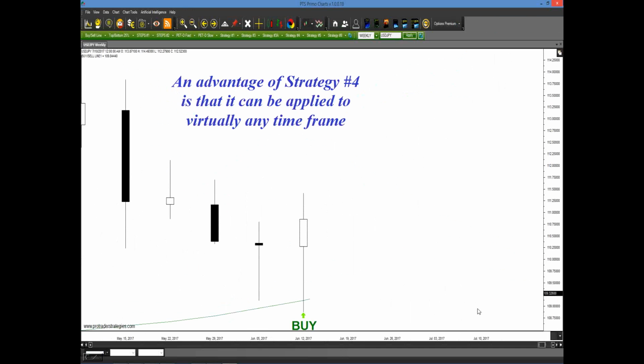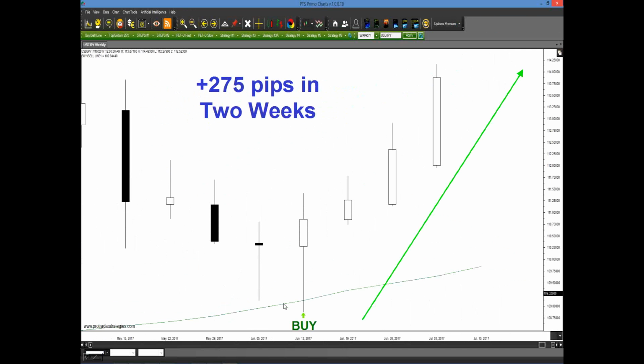Now another advantage is that strategy 4 can be applied to any time frame. Here is a weekly chart of the dollar yen. Okay, as you can see here, we're above the 50-period moving average. According to the pattern which we teach you what to look for, it generated a buy signal and nearly 300 pips in just the next 2 weeks on a weekly time frame.